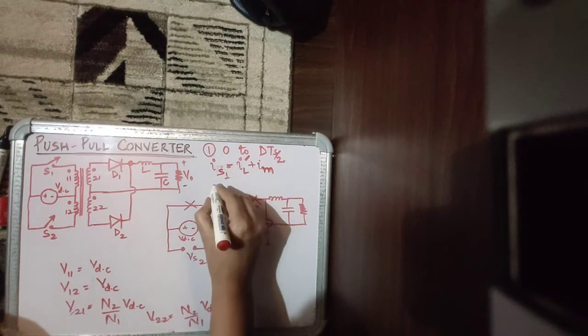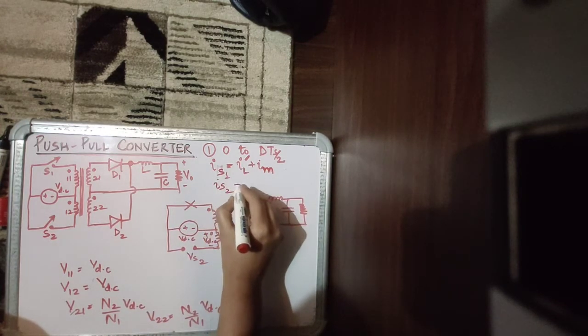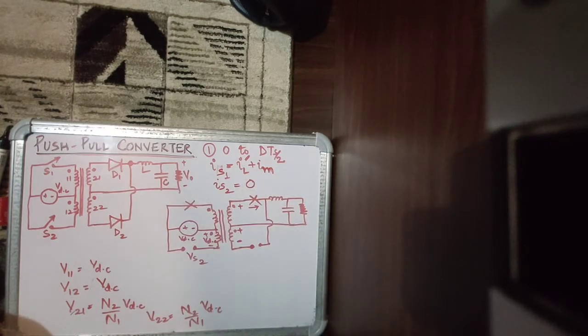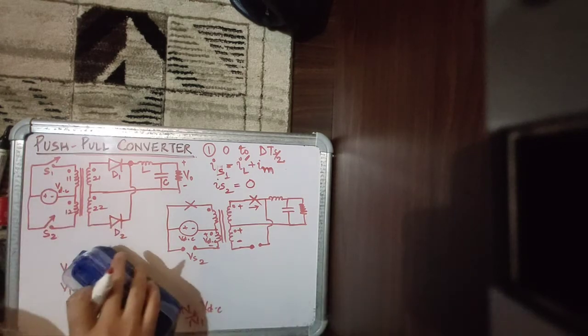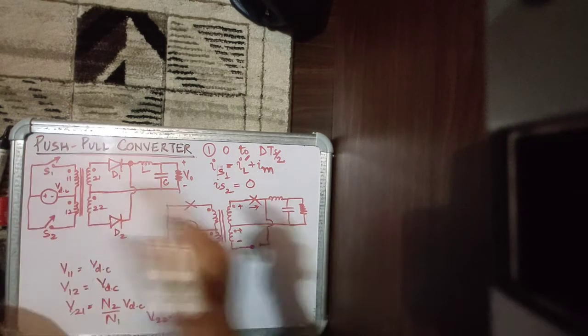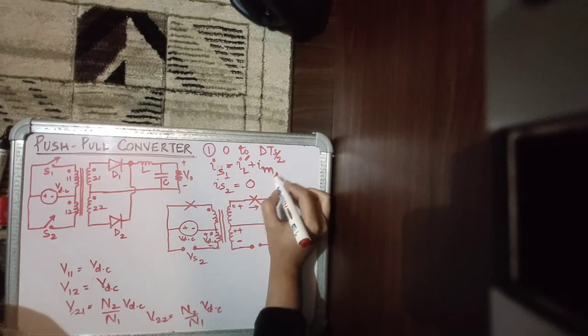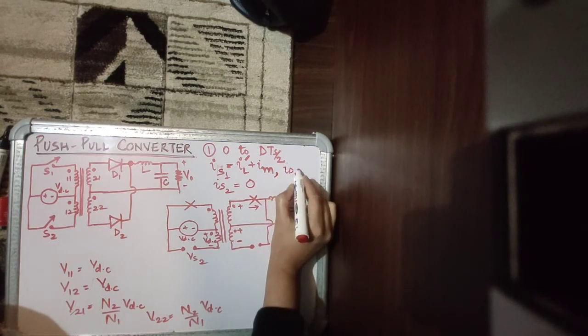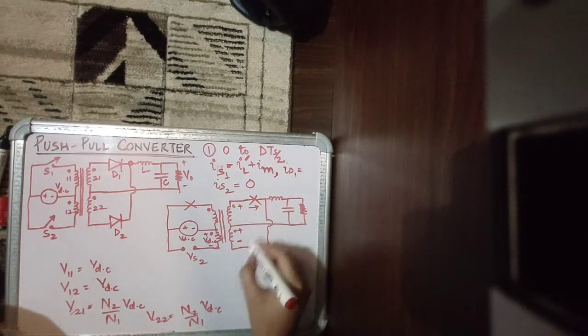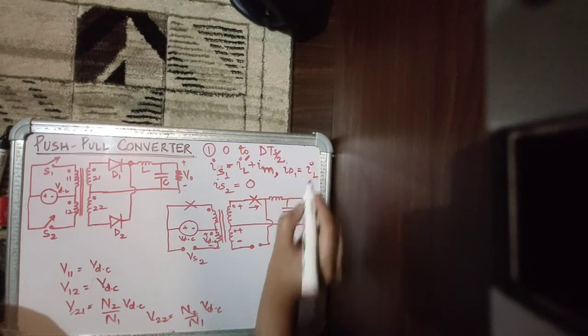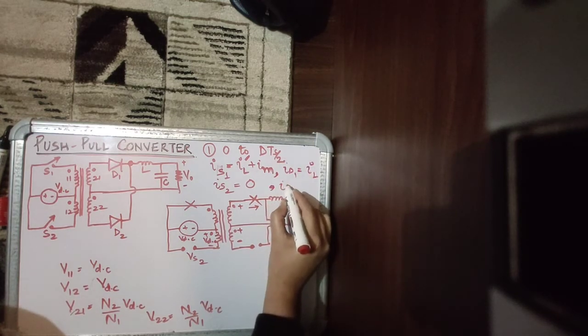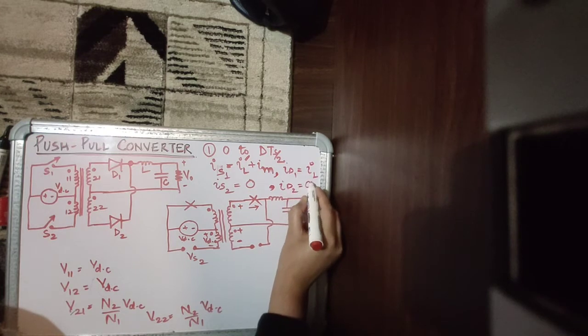In this interval, the switch S2 does not carry any current, it is off. The diode D1 is carrying the inductor current itself, because this is open circuit, IL, and the diode D2 is not carrying any current, so this current is 0.